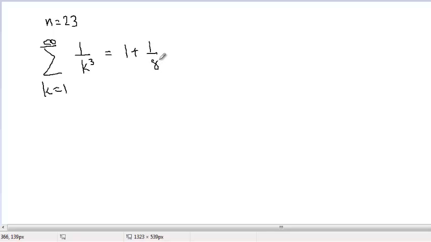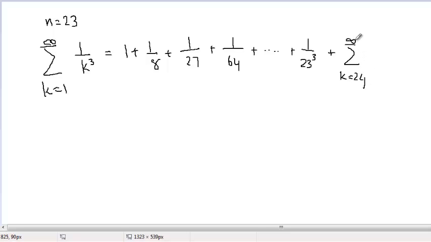What's the meaning of this? The meaning of this is the following. For n equals 23, when I look at the sum from k equals 1 to infinity of 1 over k cubed, I separate the first 23 terms. So it's like 1 plus 1 over 8 plus 1 over 27, 1 over 64, up to 1 over 23 cubed. I will get the remainder term, the sum from k equals 24 up to infinity of 1 over k cubed.